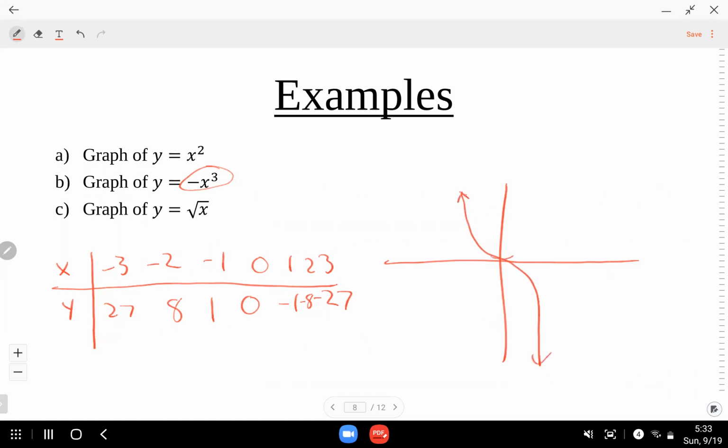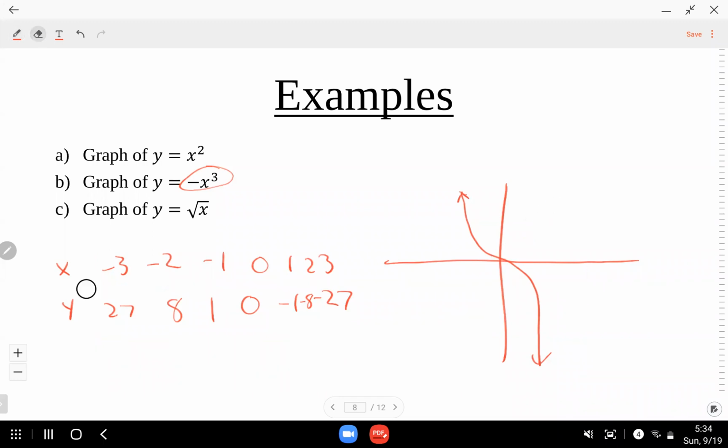Basically, this part of the parabola is reflected downwards because in a parabola, it's x squared, right? No matter if it's negative or positive, you square, it's always positive, right? So it's always going up. It's in quadrants 1 and 2. However, if you take the cube of a negative number, then it's still going to be negative, right? Okay, so that is how we get this graph over here.